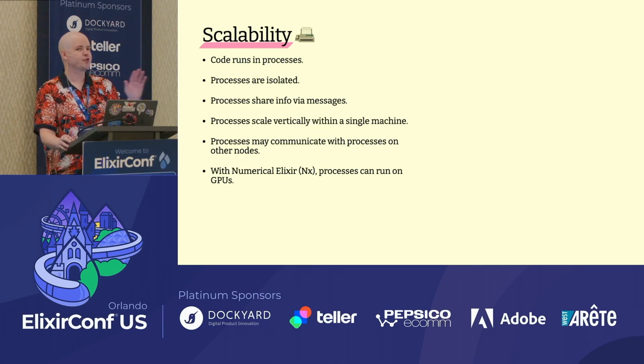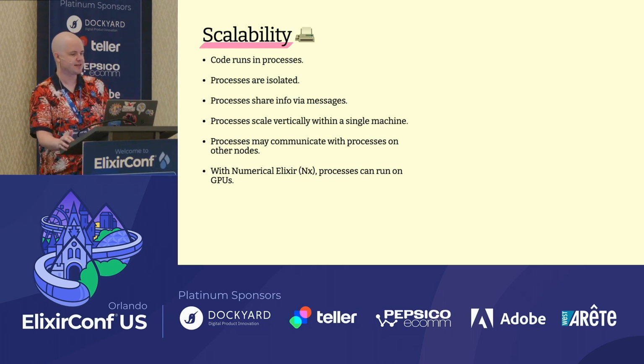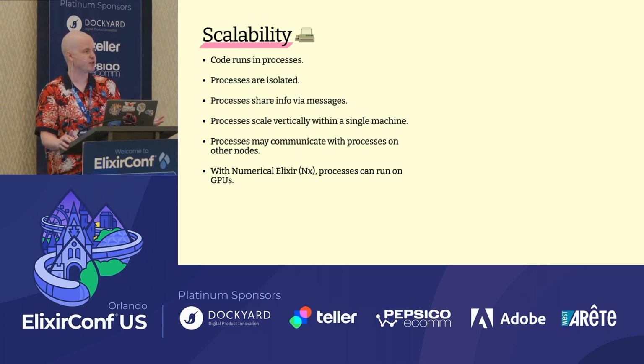So Elixir 101. Elixir scales because our code runs in processes which are isolated, and they share information through message passing. And those processes scale not only within a machine, so we can take advantage of all the cores in a CPU. We can also take advantage of cores on other machines in our connected network.